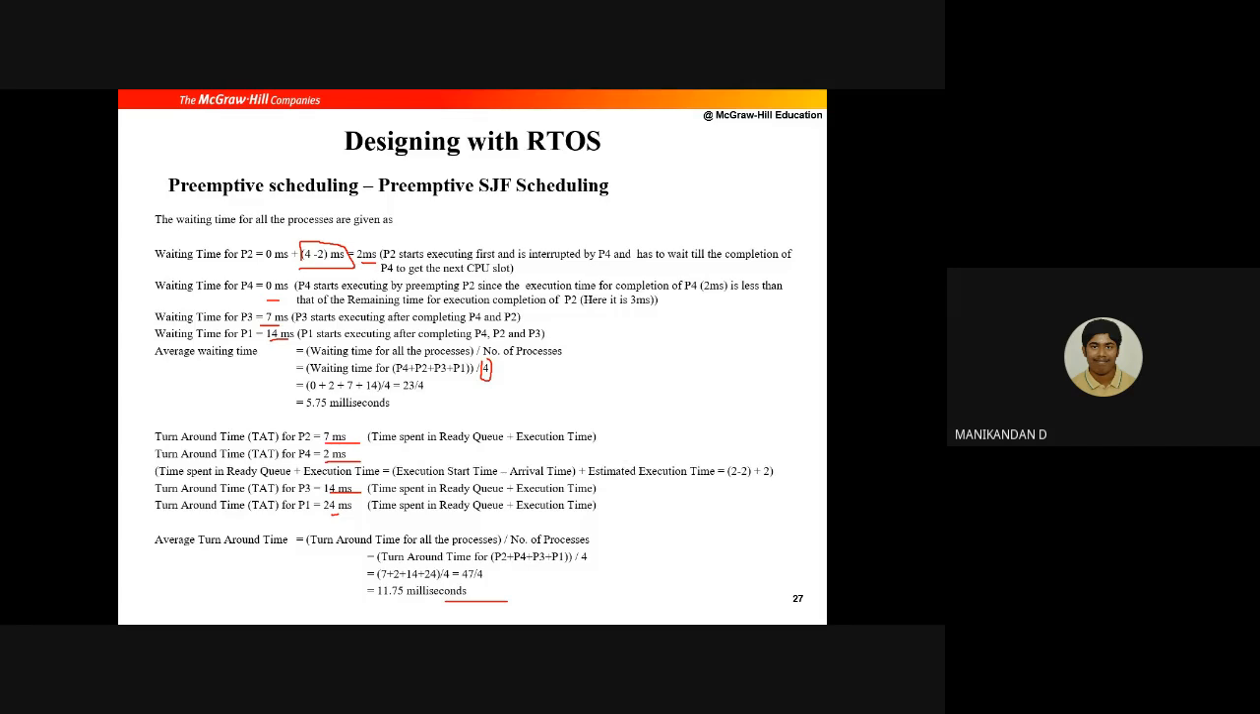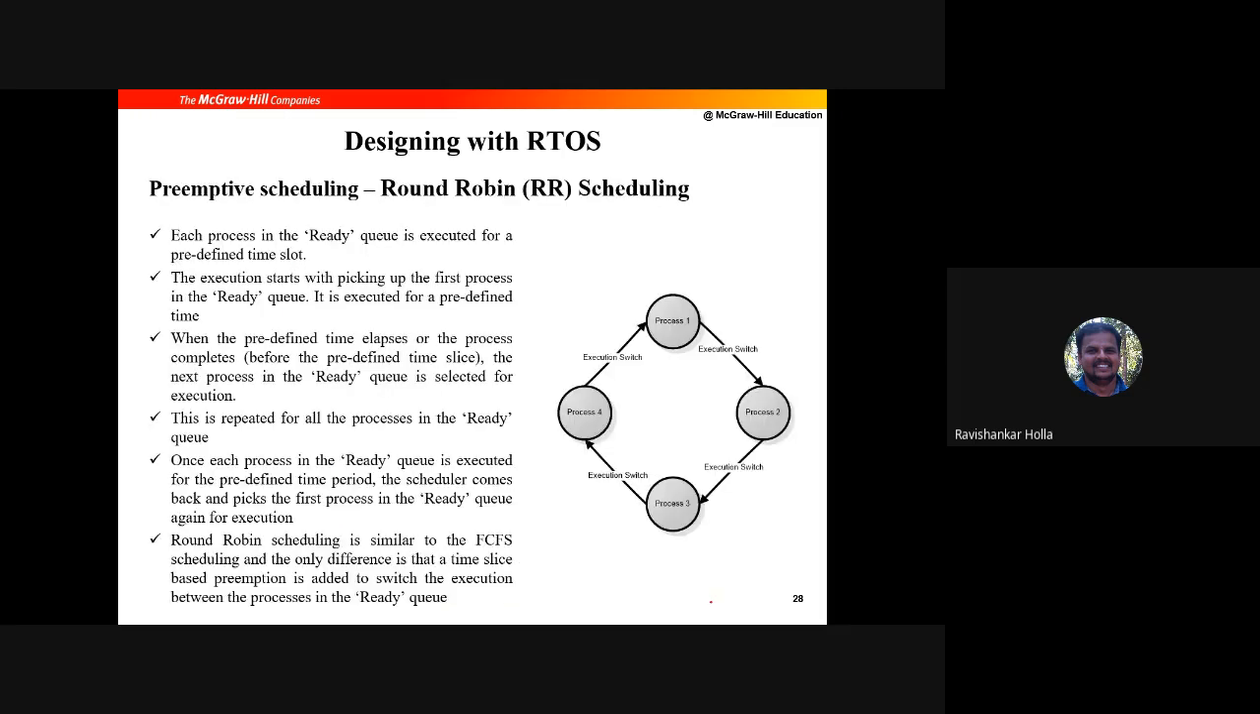Okay. Yeah. Moving on. The next type of preemptive scheduling is round robin scheduling. So what happens in round robin scheduling is, you have process one, process two. Look at the example here. You have process one, process two, process three, and process four.